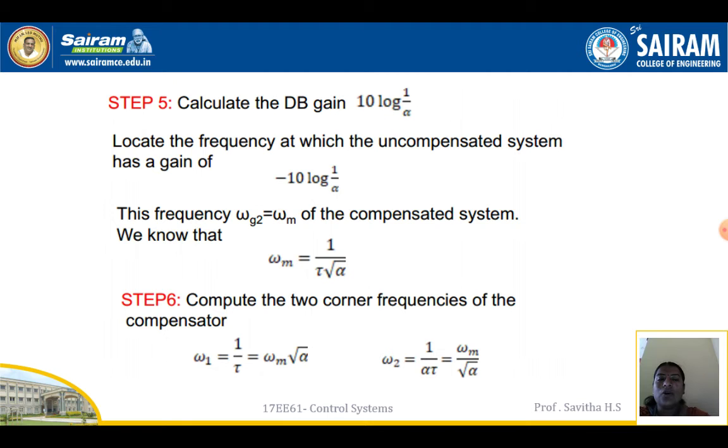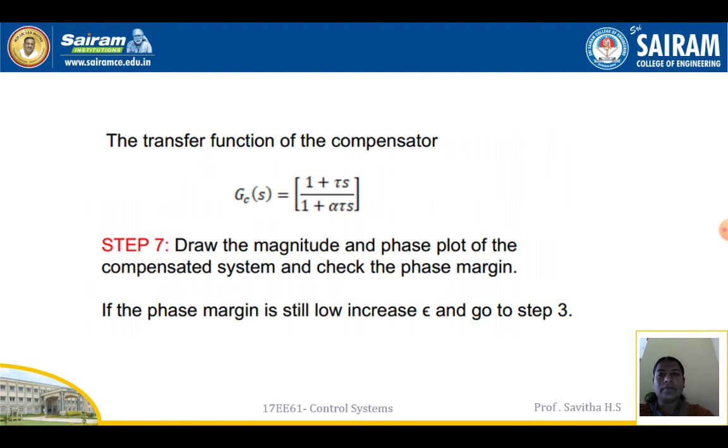This frequency omega gc2 is equal to omega n of the compensated system. We know that omega m is equal to 1 by tau square root of alpha. Step 6. Compute the two corner frequencies of the compensator. Omega 1 is equal to 1 by tau, that is omega m square root of alpha. Omega 2 is equal to 1 by alpha tau, which is equal to omega m divided by square root of alpha.